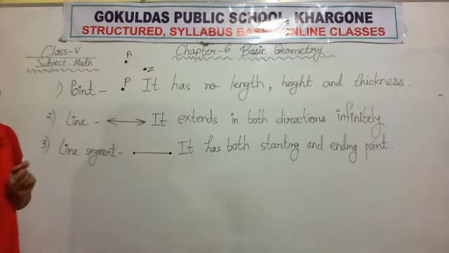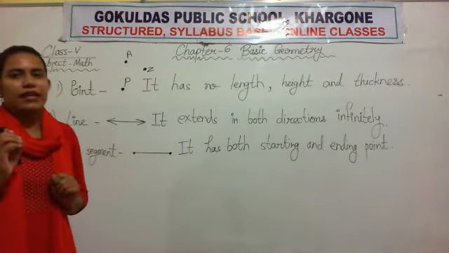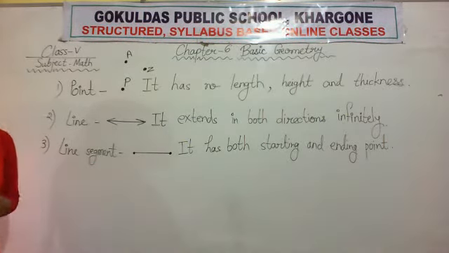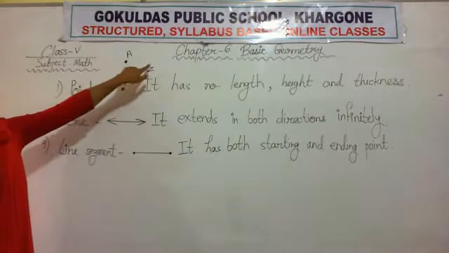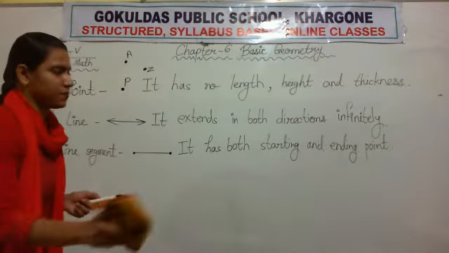Whenever you draw any point, you must give a name to it. Any alphabet by your choice, but you must give a name to the points. And how do we read it? Point P, point Z, point A.